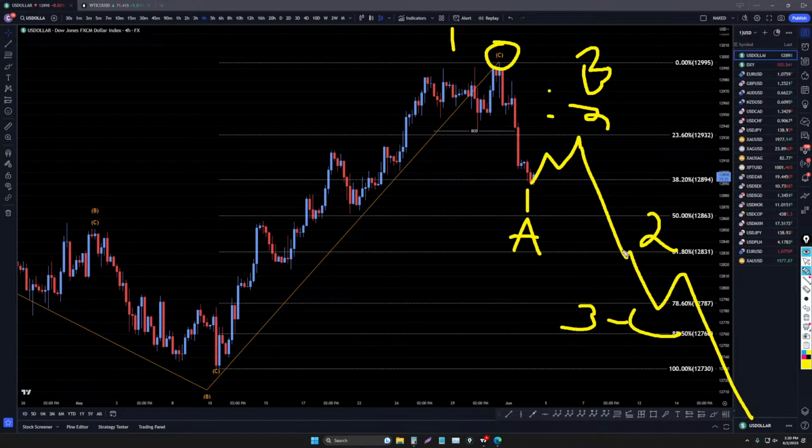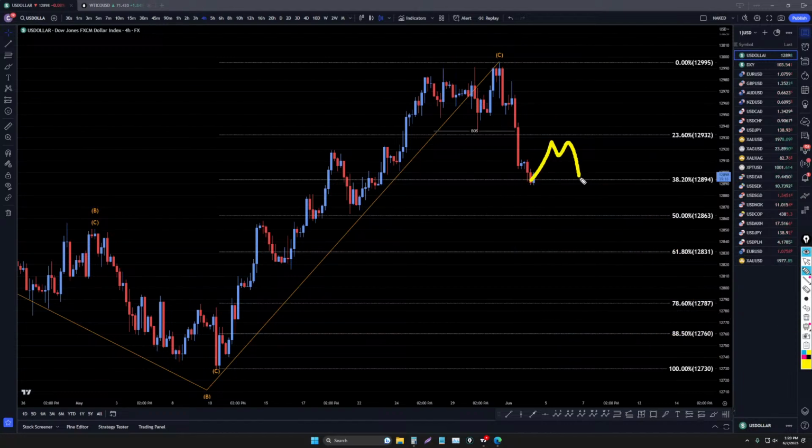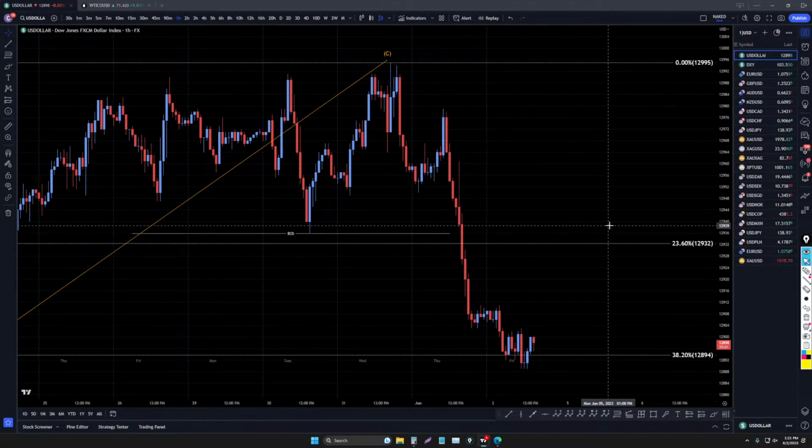The only difference is a wave C will probably stop at one of these fib levels like this, and then make an impulsive turn back to the upside, and a wave 3 will actually do something like this and just keep on trending down, making lower lows, lower highs. So definitely not that big of a deal whether we know for sure whether this is a wave ABC or a wave 1, 2, 3.